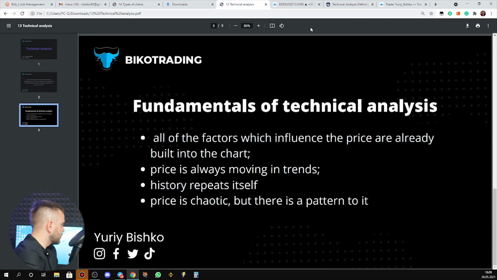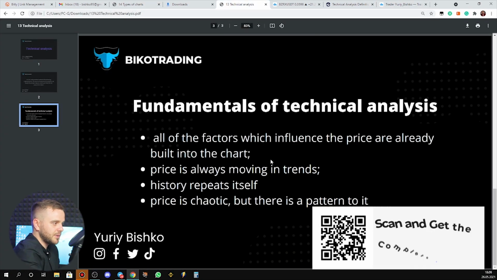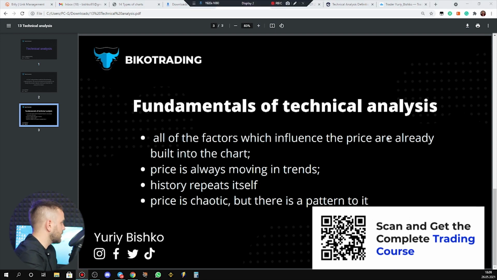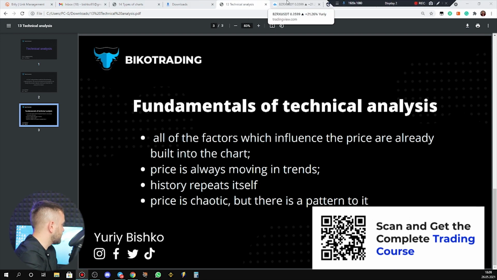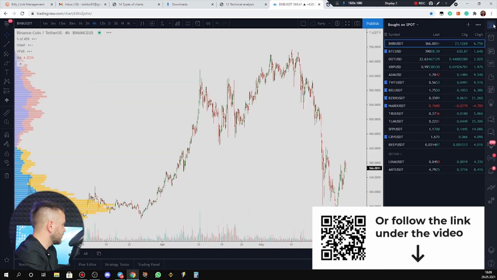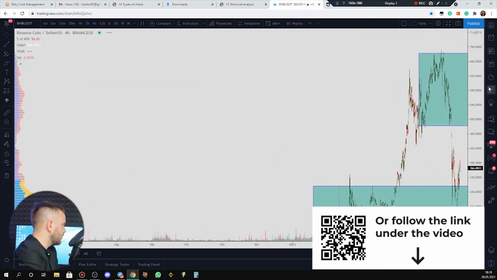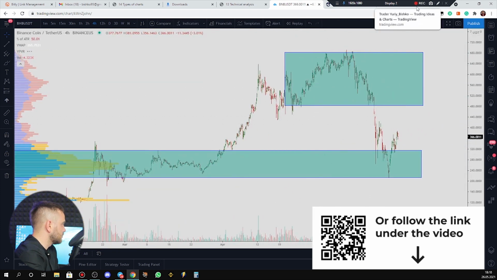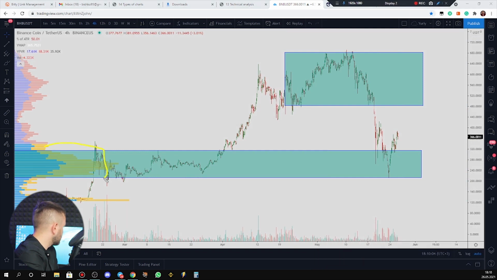Also, what's really important in technical analysis is that price repeats itself, and I would like to share with you some tools that I personally use. Let's open the most important instruments, for example BNB. First, I use volume. As you can see, we have this horizontal volume. It shows us the value area where a lot of people made trades and accumulated positions. In most cases, such areas become support or resistance in the future.